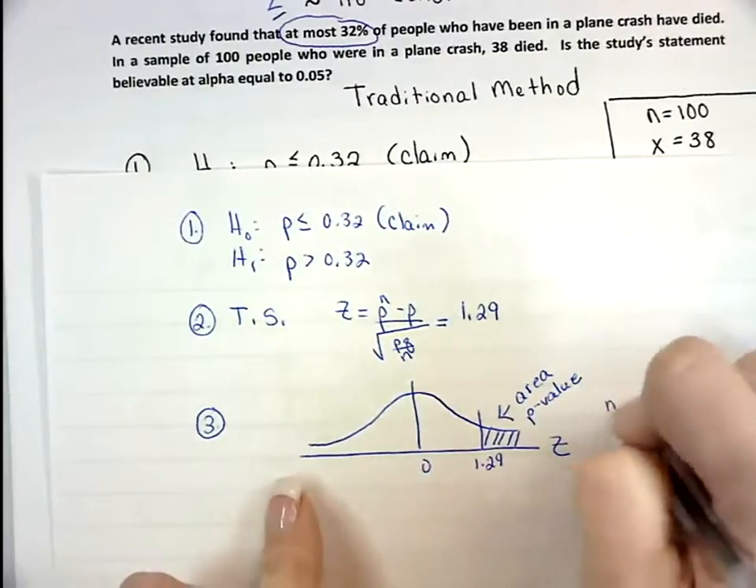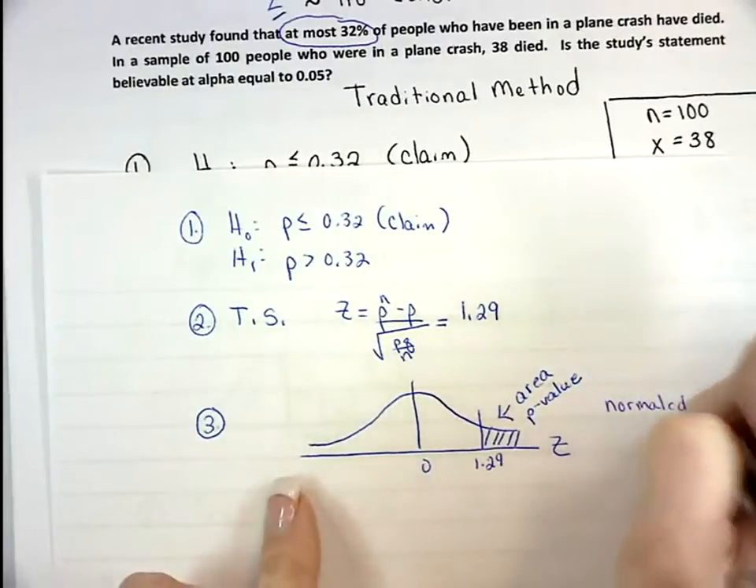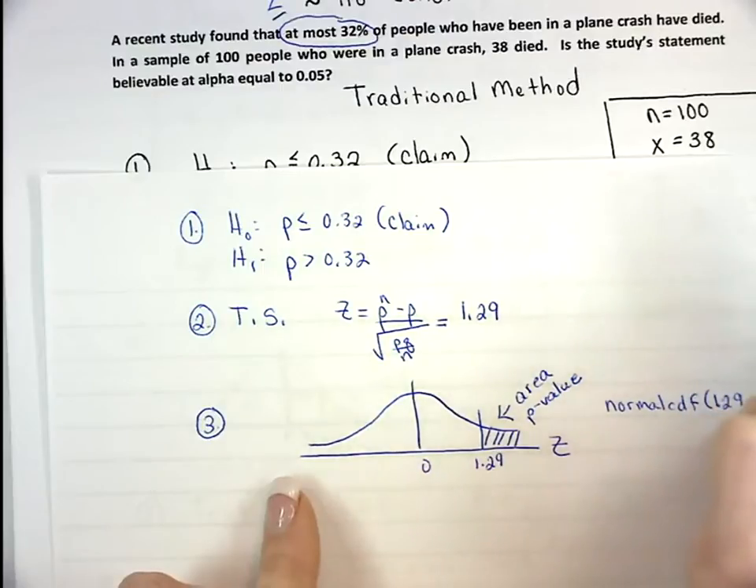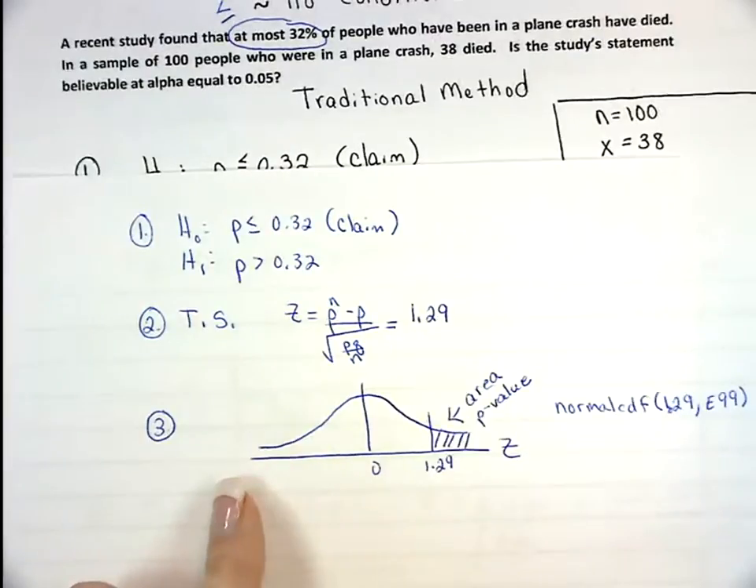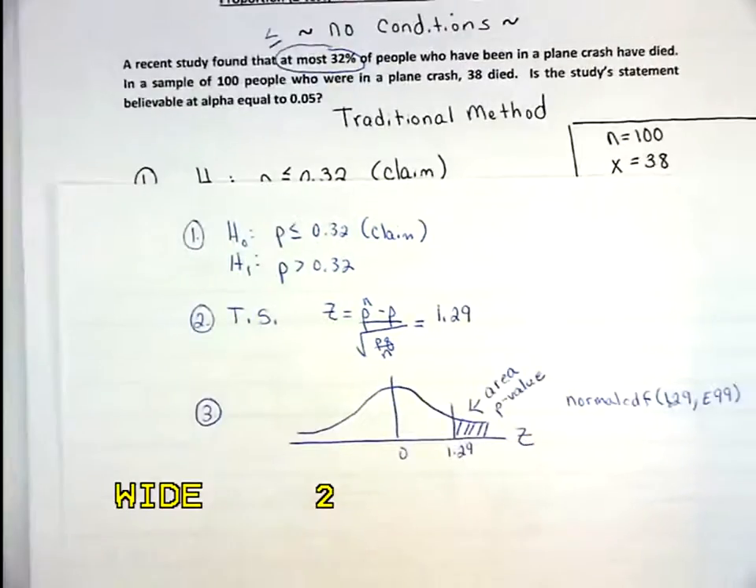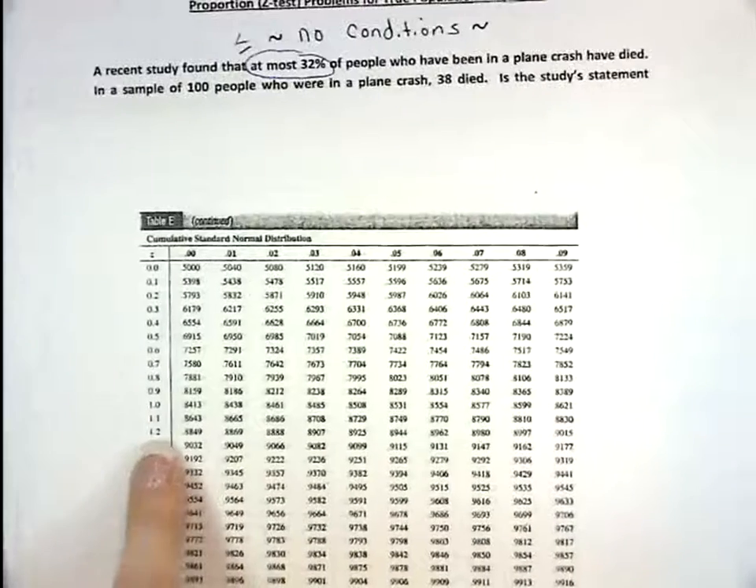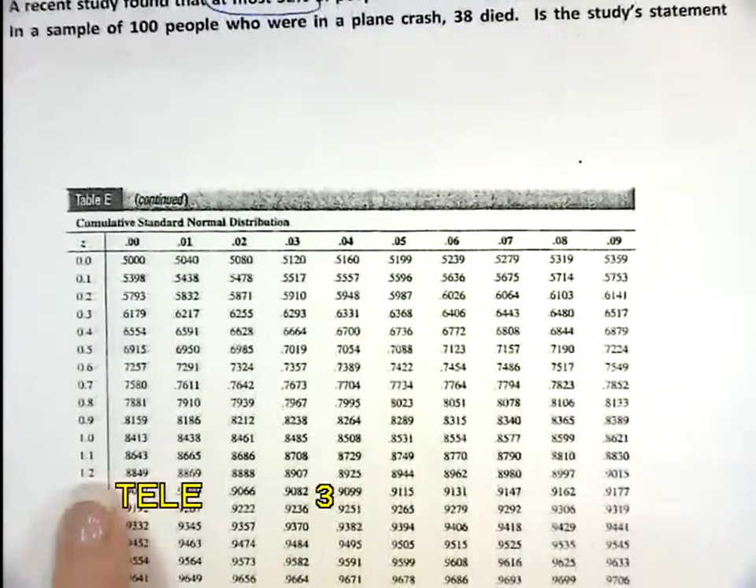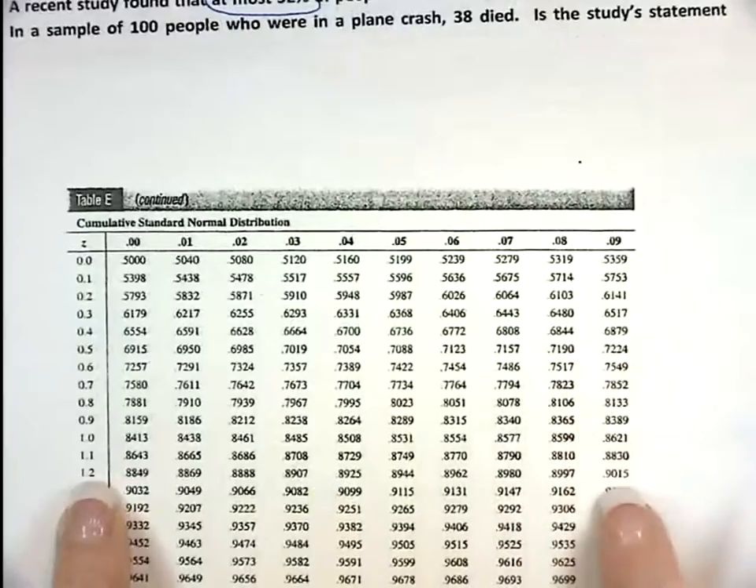You could do normal CDF and put in 1.29 comma E99, that is, 1.29 out to positive infinity, or look up 1.29 in the 2-page Z-table. You would actually be looking up a Z-score of 1.29. So left finger on 1.2, right finger on 0.09. Your two fingers meet at 0.9015, which is the area below 1.29 on the axis.